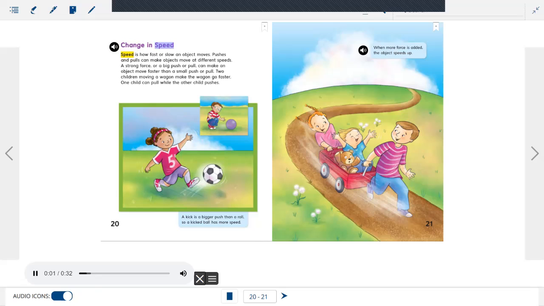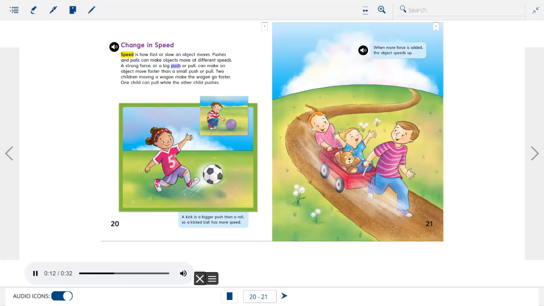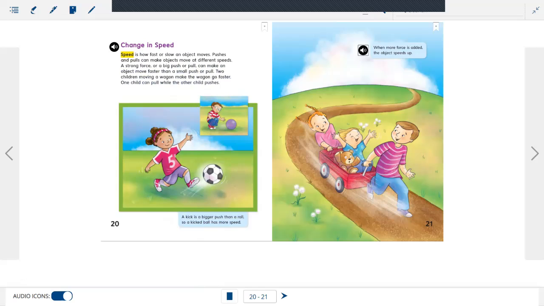Change in speed. Speed is how fast or slow an object moves. Pushes and pulls can make objects move at different speeds. A strong force, or a big push or pull, can make an object move faster than a small push or pull. Two children moving a wagon make the wagon go faster. One child can pull while the other child pushes. A kick is a bigger push than a roll, so a kicked ball has more speed. When more force is added, the object speeds up.